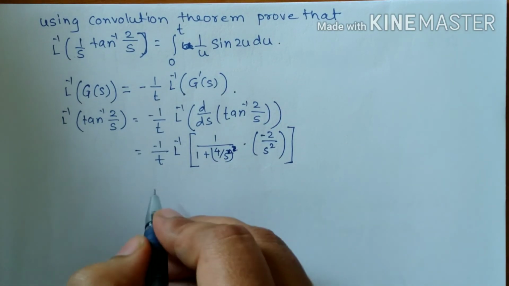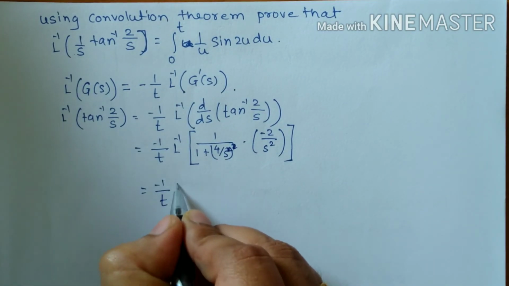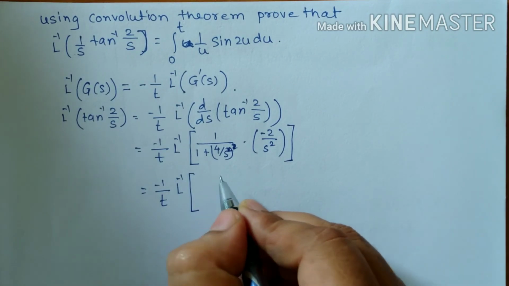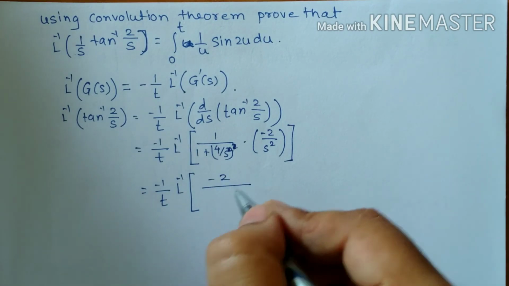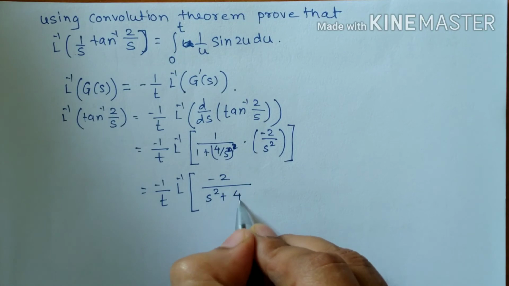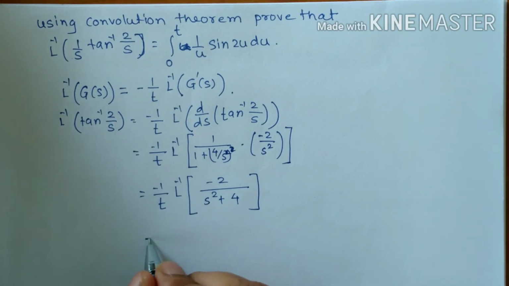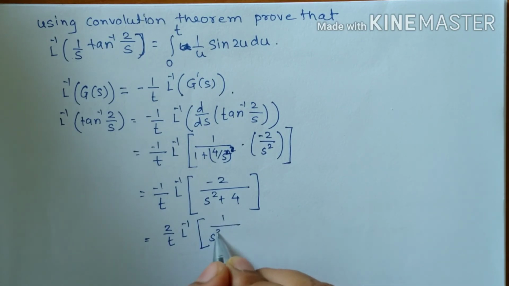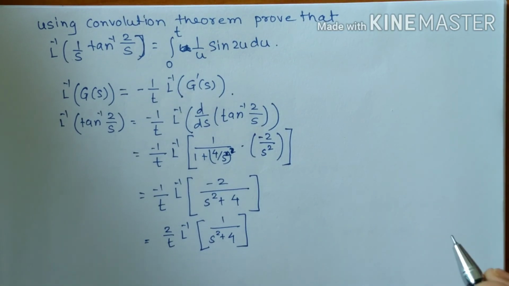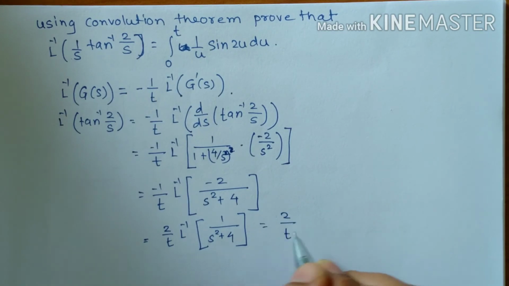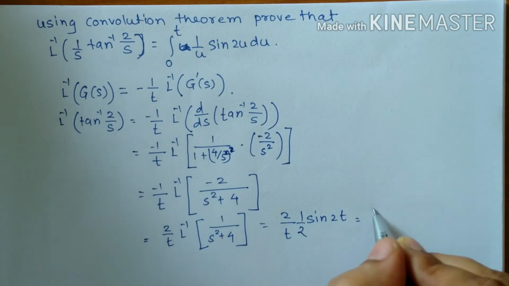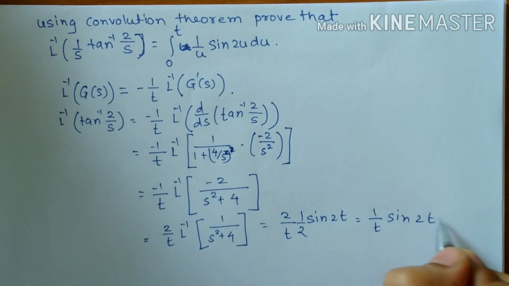By simplifying this, we get L inverse of minus 2 divided by s square plus 4. Then minus minus becomes plus, so we have 2 upon t into L inverse of 1 upon s square plus 4. That's it. Now what is the inverse Laplace of this? This is sine 2t, 1 by 2 into sine 2t. Hence this is 1 upon t into sine 2t.